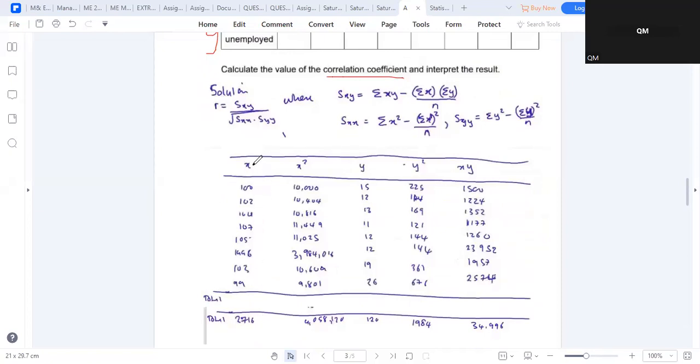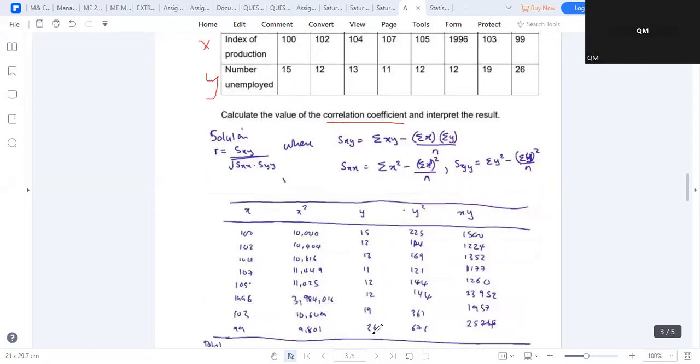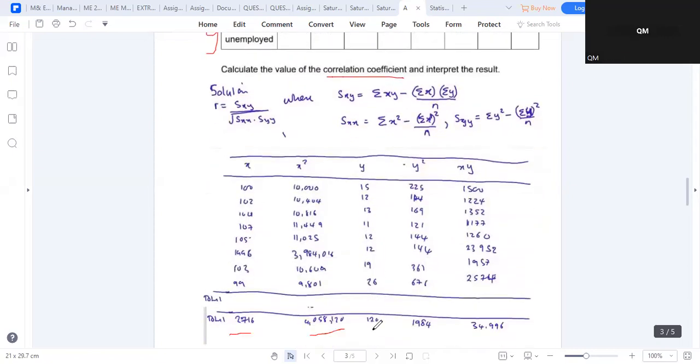Then you square them individually, and you get these figures. Are we together on where this is coming from? Leah, are we together? Yes. Then we go to the Y's, 15, 12, up to the end, 26, and total them. That figure is 120. You square them individually, and the total is 1984. Are we together?